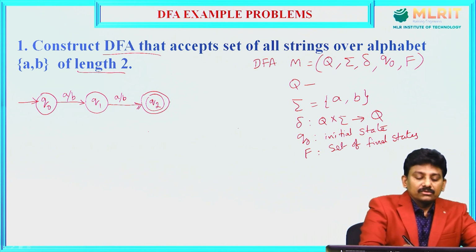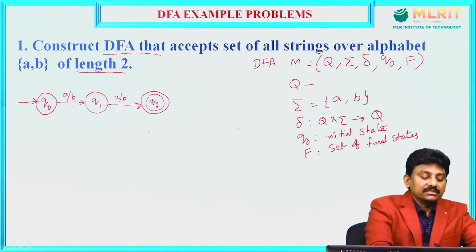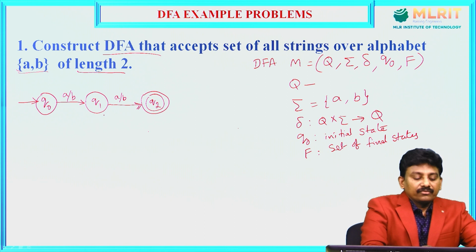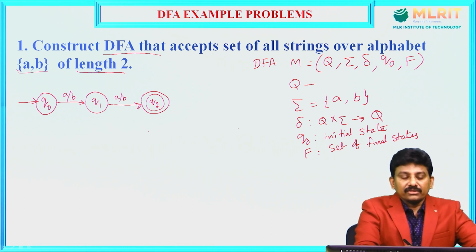For every state you have to define the transition. For Q naught, I have defined the transition for A and for B also, because two symbols are there in the alphabet. We have to define the transition function for all the symbols for every state. For Q1 also, I have defined the transition for A and for B. For Q2 also we have to apply the transition function for A and B.